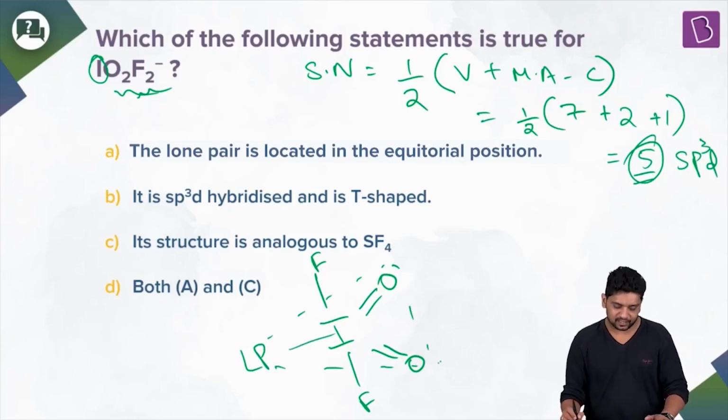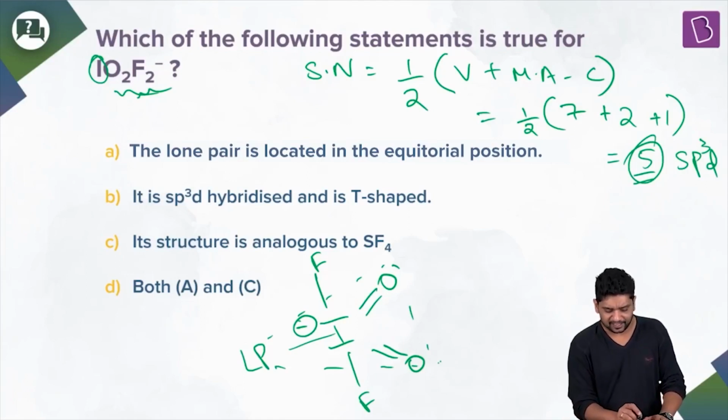This is going to be the structure. Obviously, there is going to be a formal charge of -1 on my central iodine atom as well, right? Now looking at this, if I want to speak about the shape, let's read the options one by one. The lone pairs are located in the equatorial position. Of course, we know this is true, right? In trigonal bipyramidal, this is a true statement.